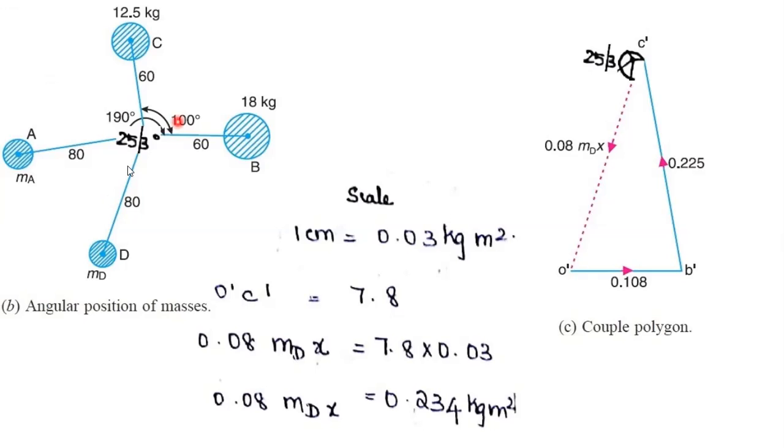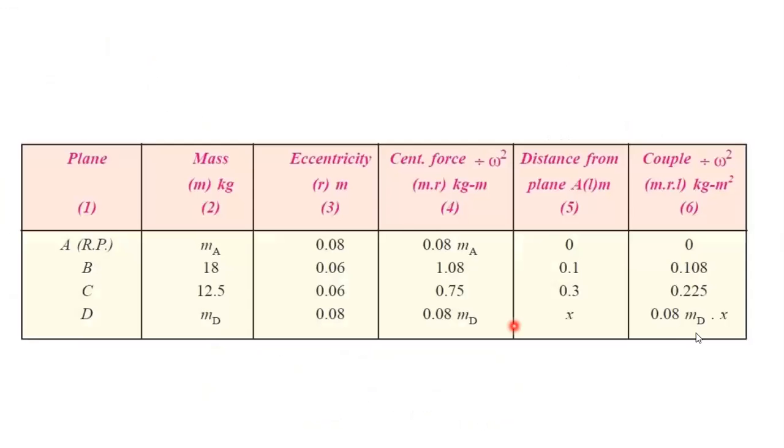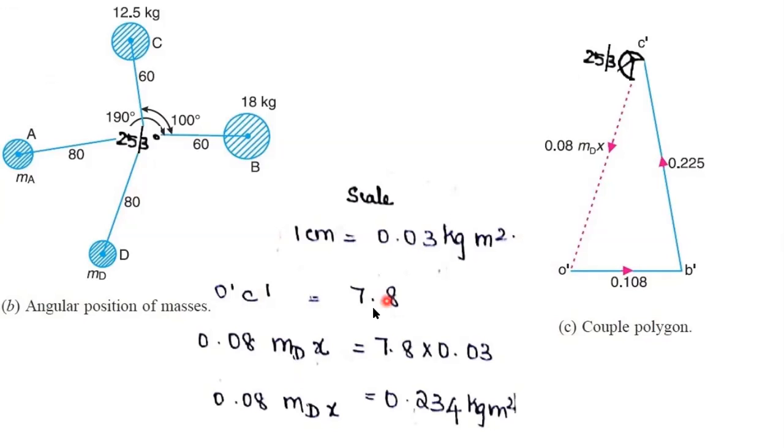So try to plot it in the angular position of masses. So now plot the value of D for 253 degree. Draw the mass D. If you measure O dash C dash, you will be getting 7.8. So this is nothing but the resultant, right? So resultant is 0.08 mdx, so write as it is. 7.8 into the scaling factor we divided by 0.03, right? So we need to multiply by 0.03. So you'll be getting a value of 0.234. But a problem here is m d and x, both the values are unknown. So keep it as it is, and later on we'll be solving this.